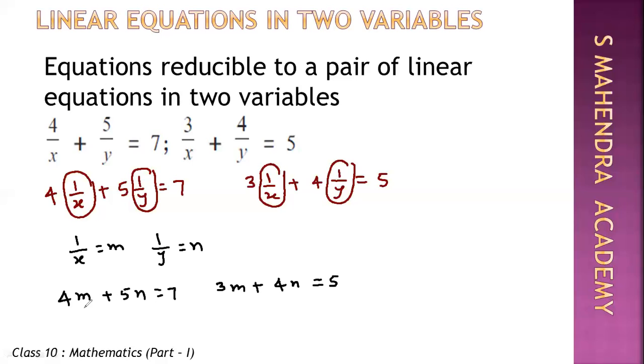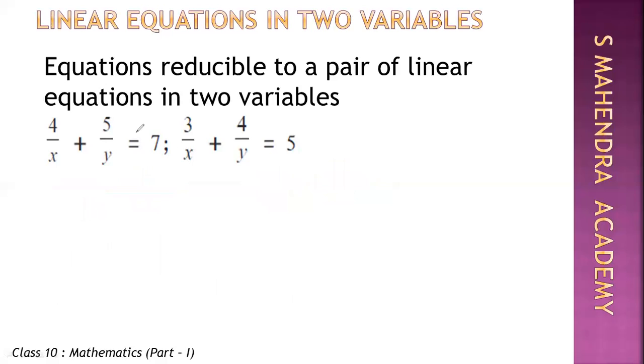Now, here the first variable is m and the second variable is n. Similarly, the same variables are available in equation number 2, and the degree of both variables is 1. Therefore, these two equations are linear equations in two variables. And after considering these equations as simultaneous linear equations in two variables, we can find out the solution of these equations.